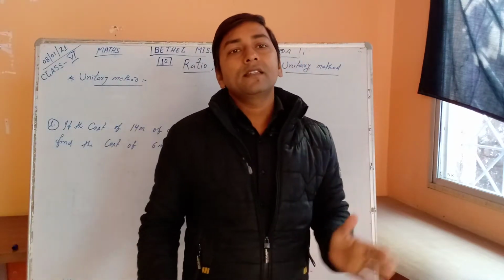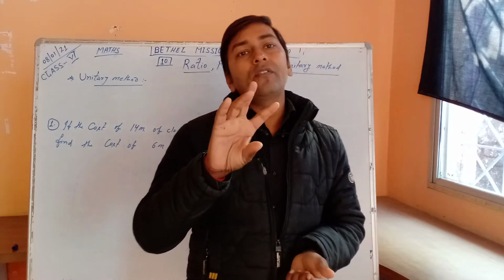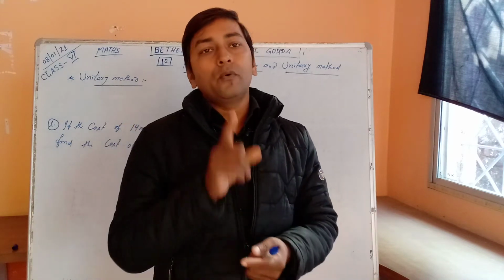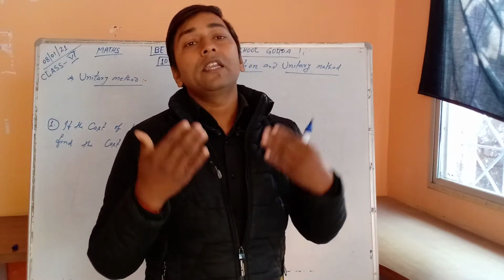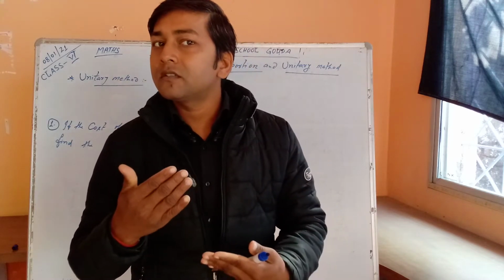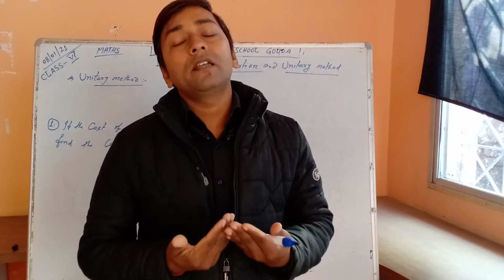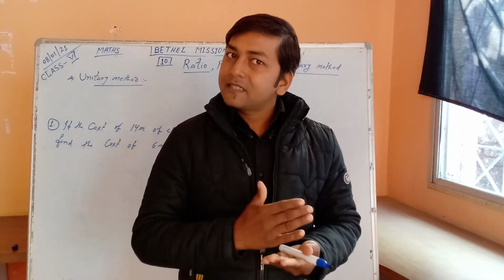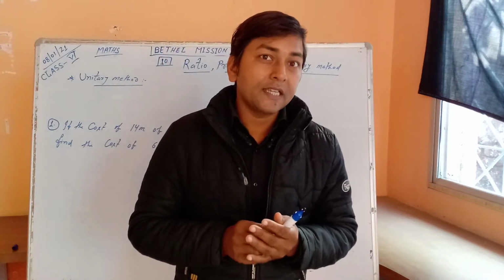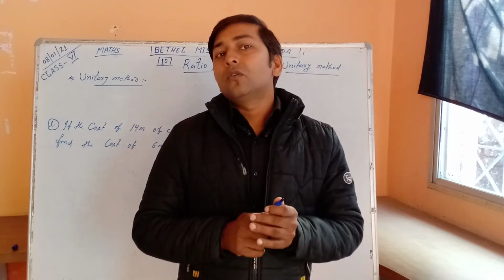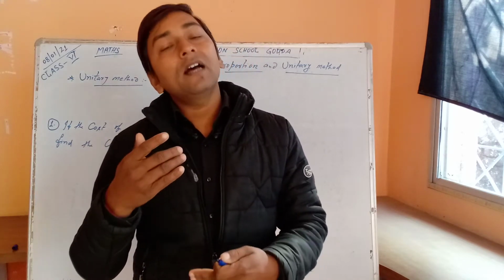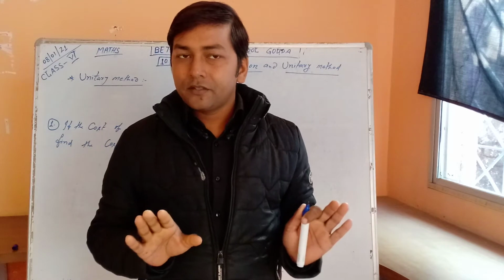The unitary method is that method in which we find the value of one unit first, and then the required number of units. If you want to find the value of more units, you have to multiply, and if you want the value of fewer units, you have to divide. Once again, what is the unitary method? It is the method in which we find the value of one unit first, then the required number of units.